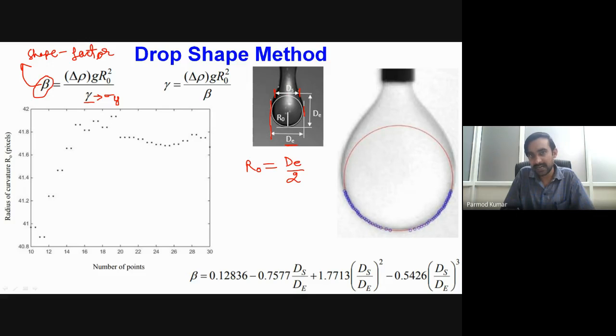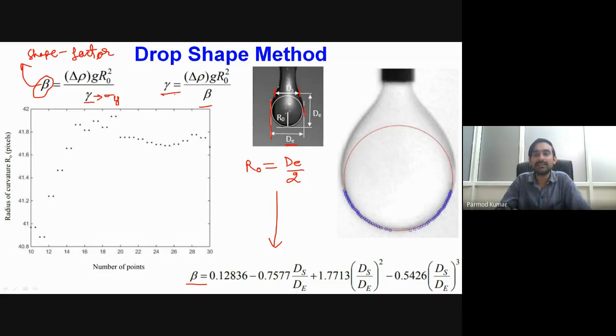Okay, so this other diameter we will be getting is nothing but DS. So now we have one empirical correlation available, which gives the relationship between beta and DS and DE. From this relation you can see that if you know, from the geometry of the pendant drop, the values of DS and DE, you can use them to find the value of beta, and if you substitute other properties such as density, which is known, you can determine the value of surface tension.